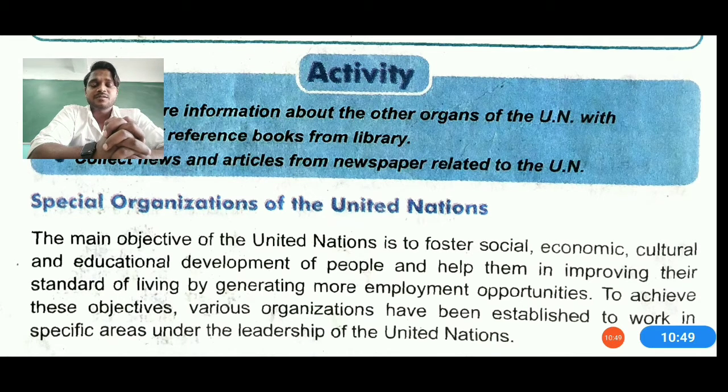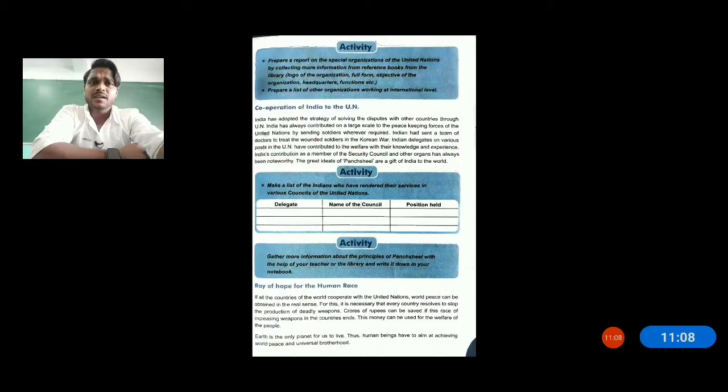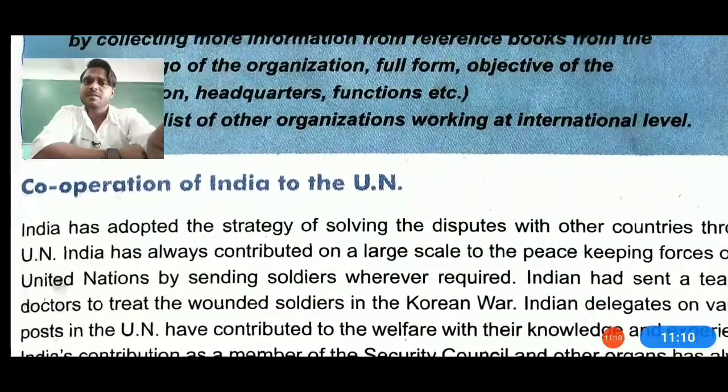It means the United Nations also helps us to establish industries as well as to give foreign opportunities for laborers, workers, engineers, doctors, or whatever other people are there. Okay, to achieve this objective, various organizations have also been established, and they are working specifically under the leadership of the United Nations. So this lesson is making you understand and aware about the systematic development of the United Nations.